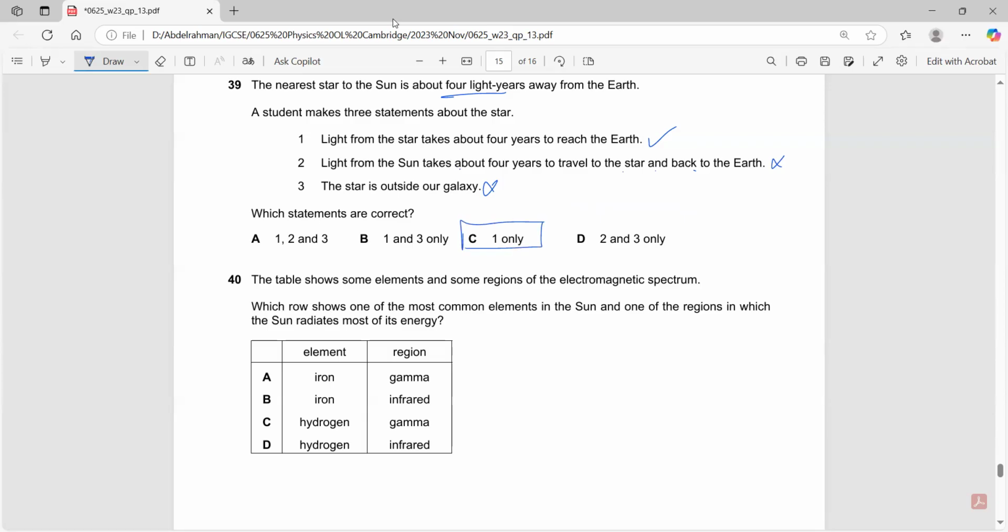The table shows some elements and some regions of the electromagnetic spectrum. Which row shows one of the most common elements in the Sun and one of the regions in which the Sun radiates most of its energy? Is iron common in the Sun? No. Hydrogen? The region, would it be gamma or infrared? The infrared. The Sun produces most of its energy in the form of infrared radiation. Okay?